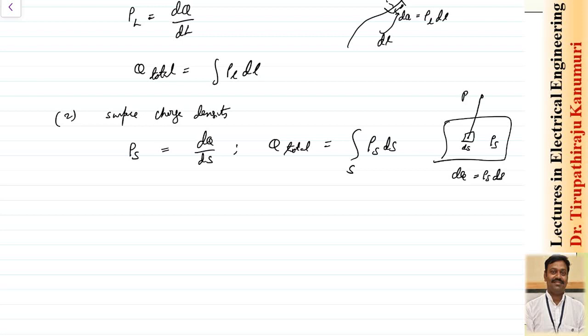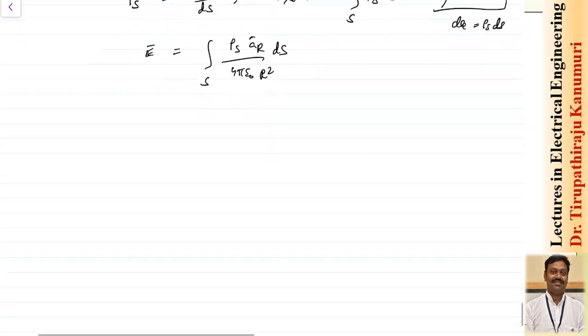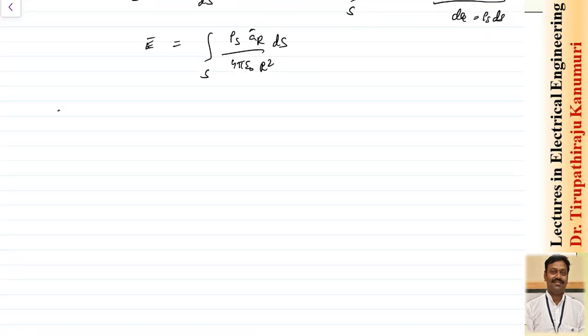If you want to find at some point P, this will be my direction of differential electric field. In a similar way, you have to do the integration for the entire area to get your total electric field due to all these things. Or we can tell that to calculate the electric field, this will be equal to the surface integral of rho s by 4 pi epsilon naught r square, taken in the a_R direction or the normal direction, all multiplied with dS. This thing we are going to derive in the next class. I will derive for the case of surface charge density how to calculate.